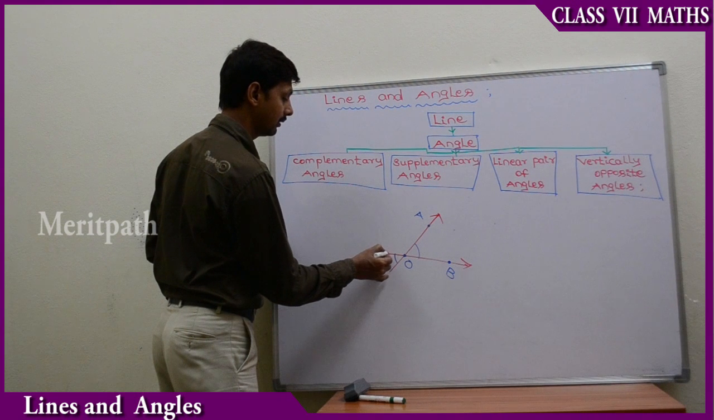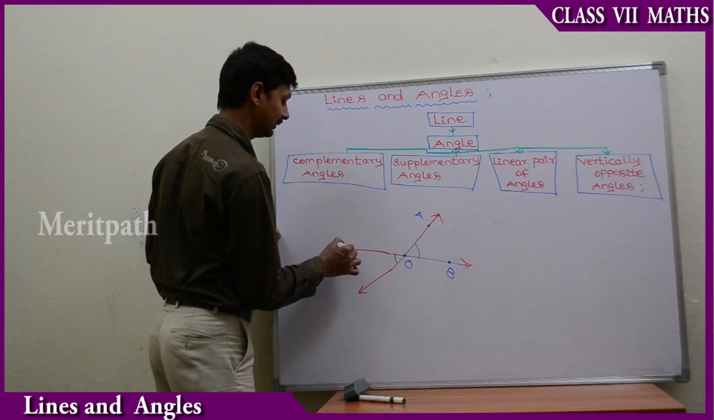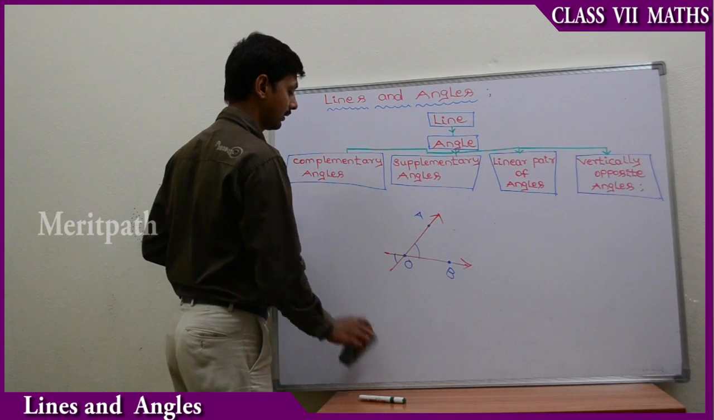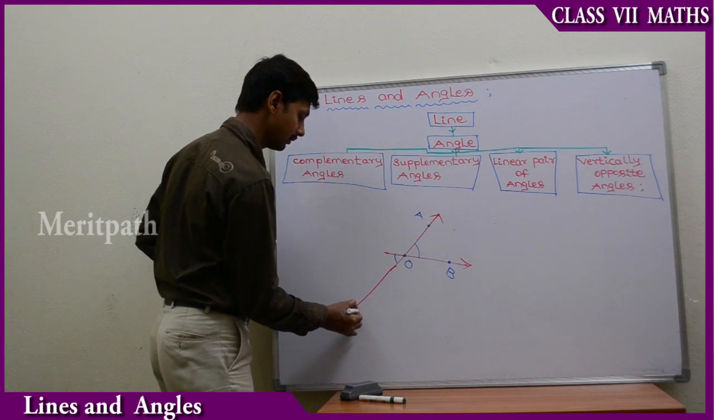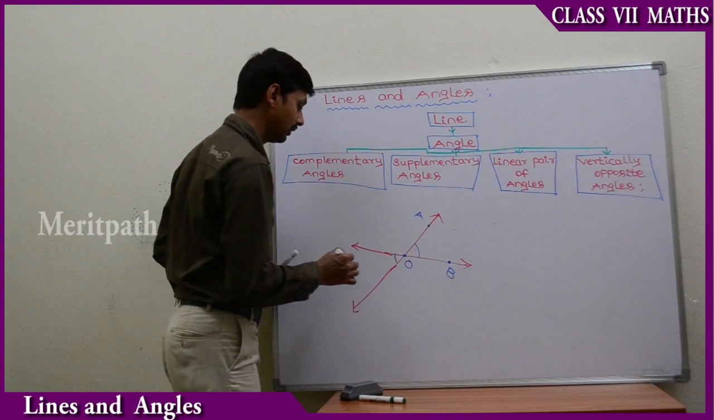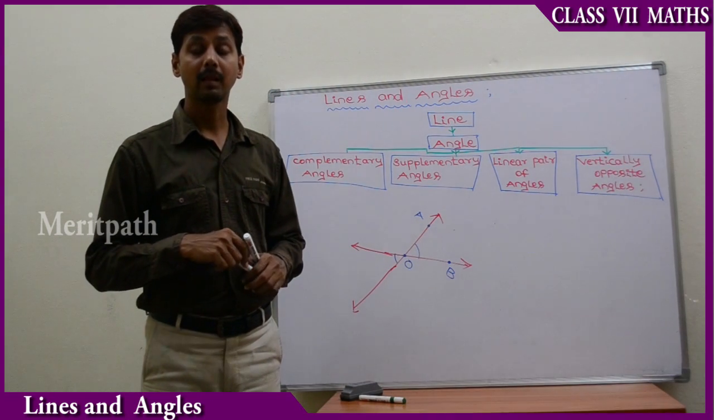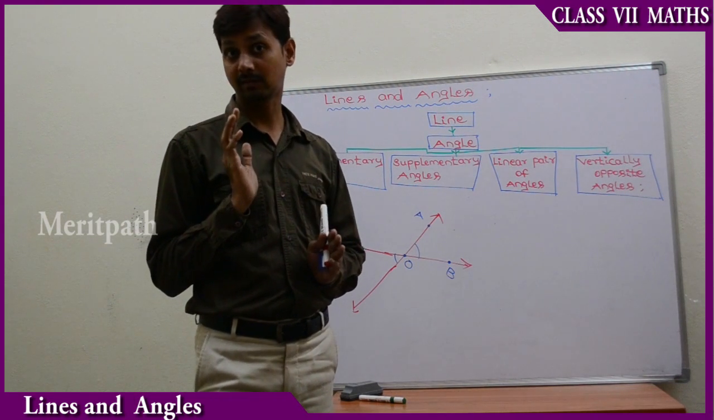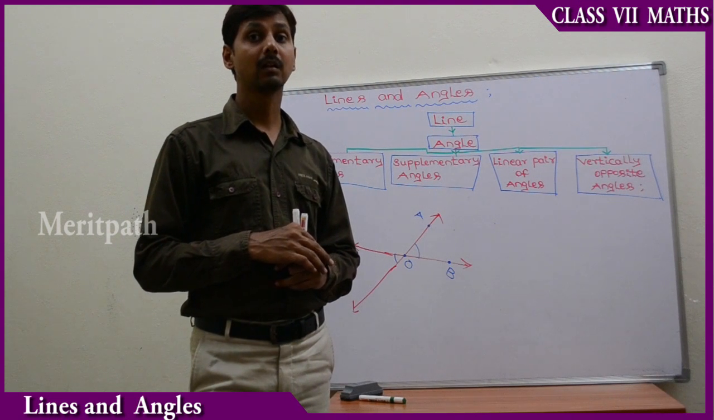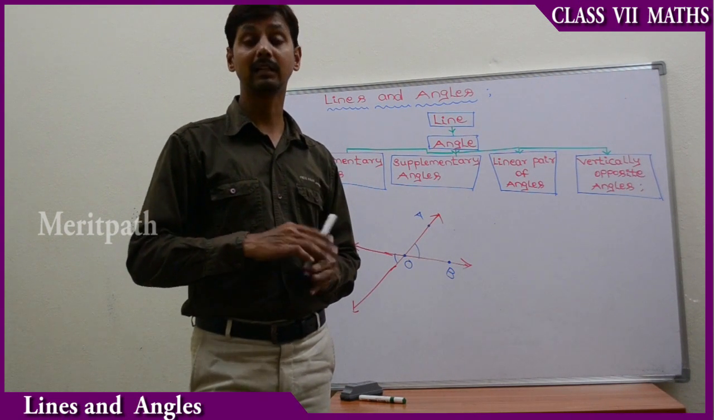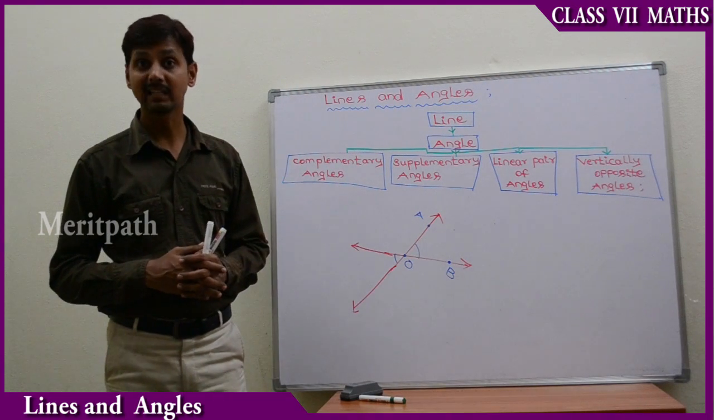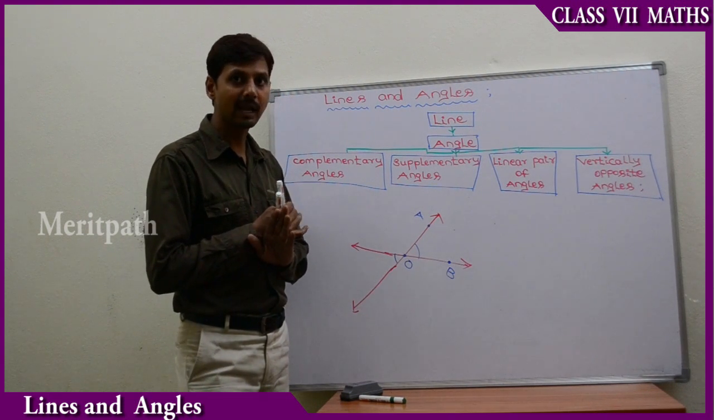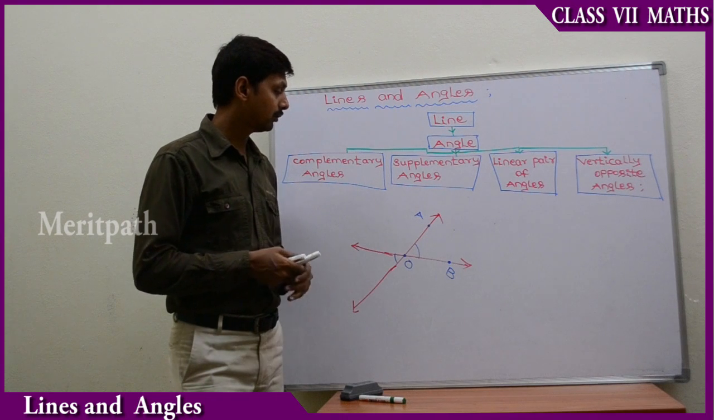So let's draw the extension of these two. These are called vertically opposite angles. They are exactly opposite to each other, so they are not adjacent angles. Adjacent angles have a common arm and a common vertex, and they form a linear pair. The linear pair forms 180 degrees. We are discussing vertically opposite angles, and these are equal.